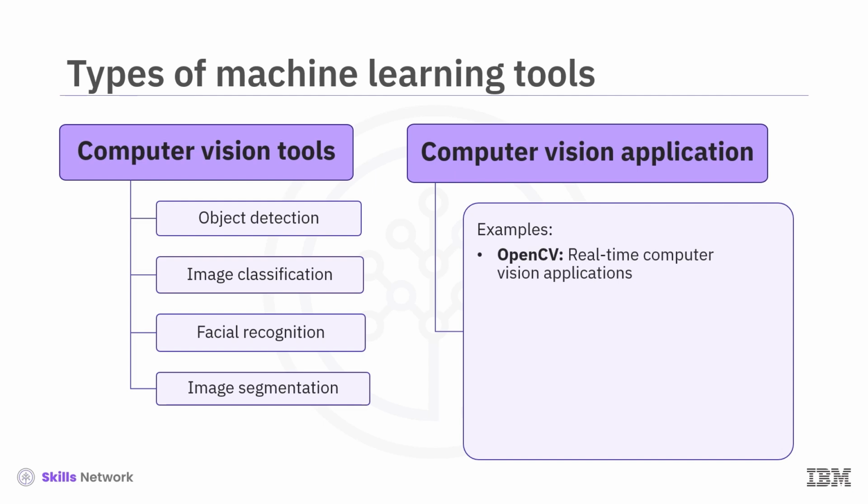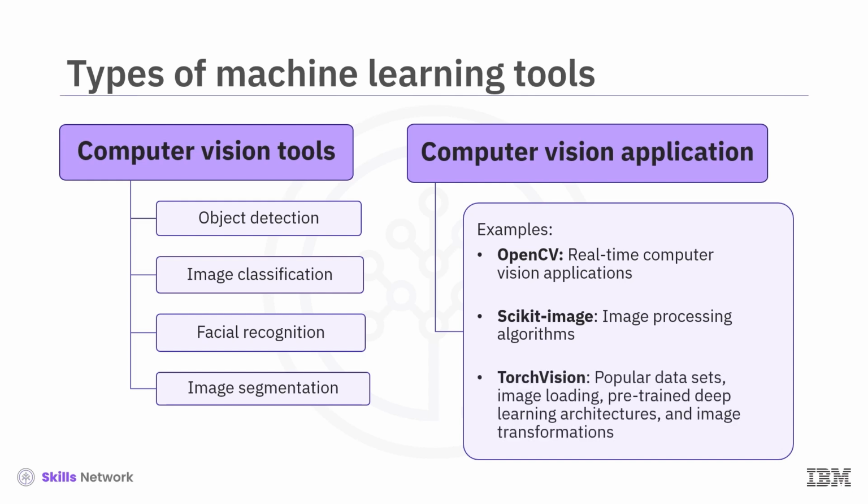OpenCV, or Open Source Computer Vision Library, is a library for real-time computer vision applications such as object detection, image classification, and augmented reality. Scikit-image, built on SciPy and compatible with pandas, offers image processing algorithms such as filters, segmentation, feature extraction, and morphological operations. Torch Vision, part of the PyTorch project, consists of popular datasets, image loading, pre-trained deep learning architectures, and common image transformations for computer vision.